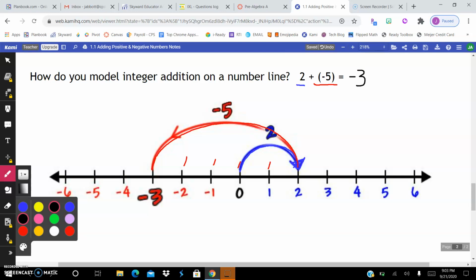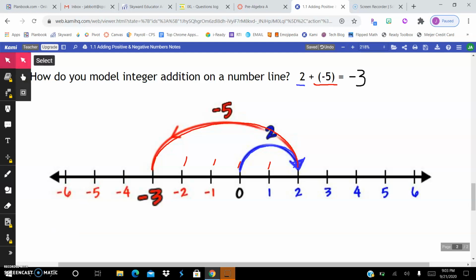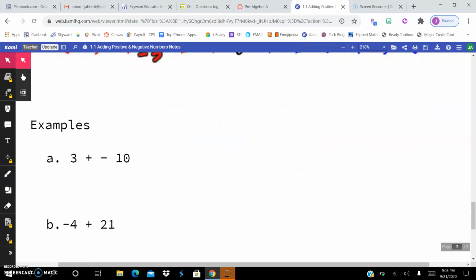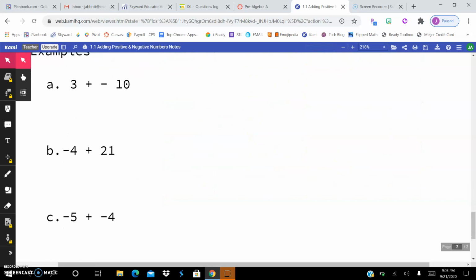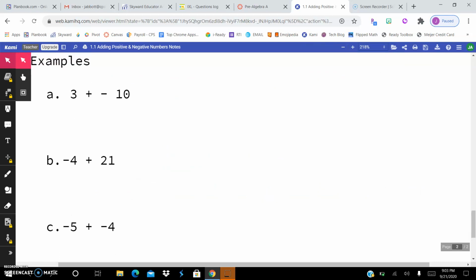I know some of you are probably already thinking, do I have to use a number line? For some of the problems, I might ask you to show me how to use it. But for the most part, no. If you can do these without the number line, that's great. If you need the number line, that's fine as well. Neither way is wrong. So I have a couple of examples here that we need to look at.